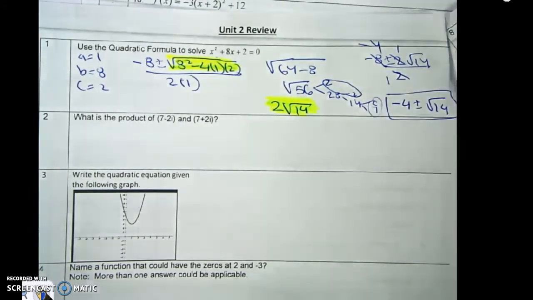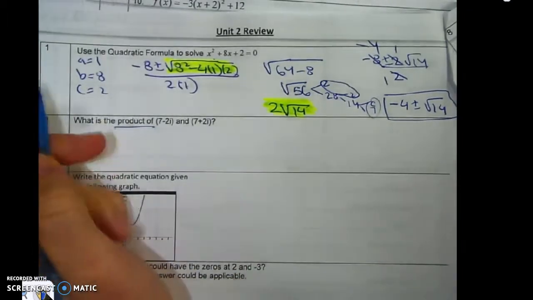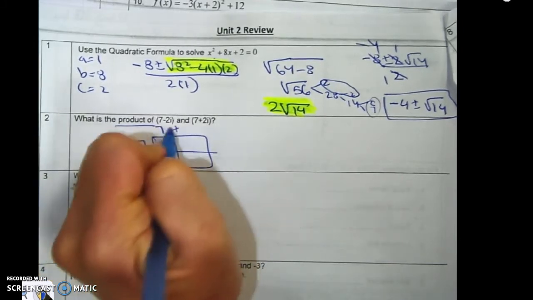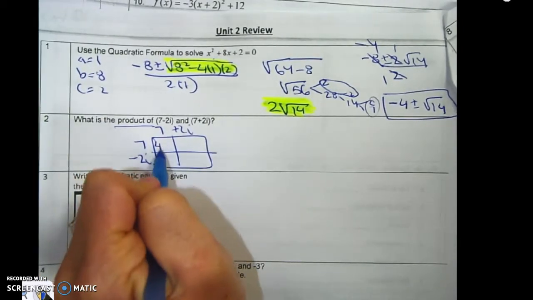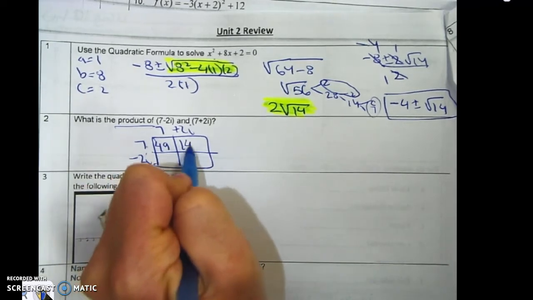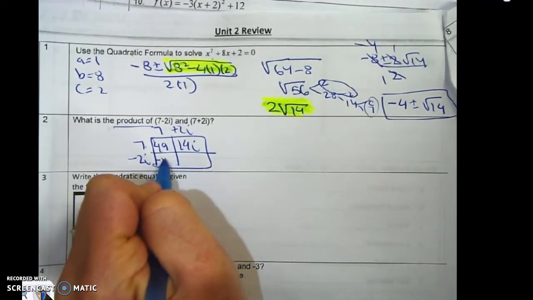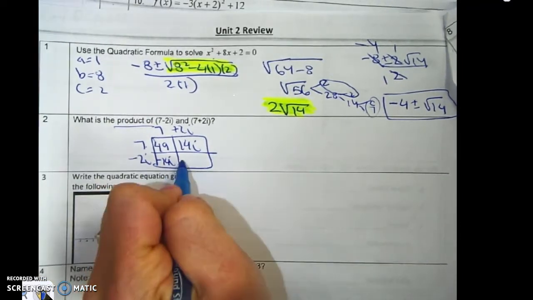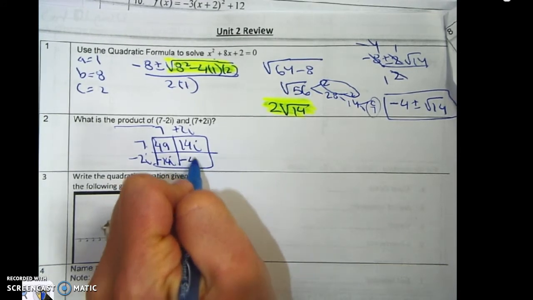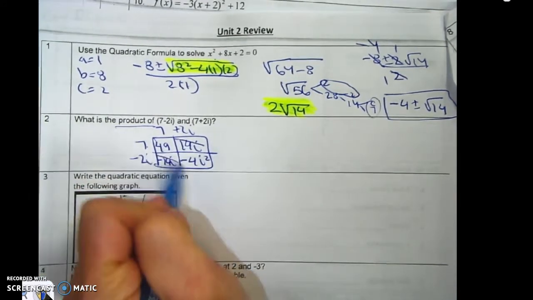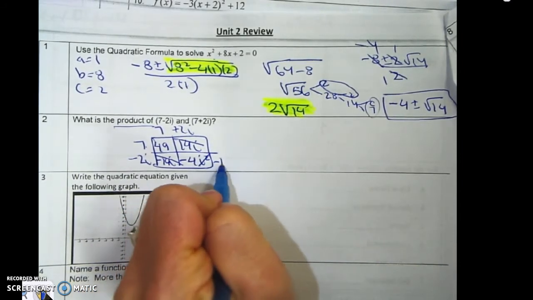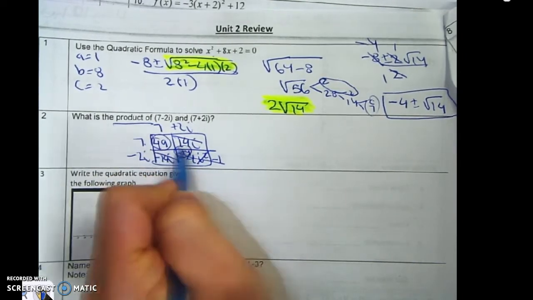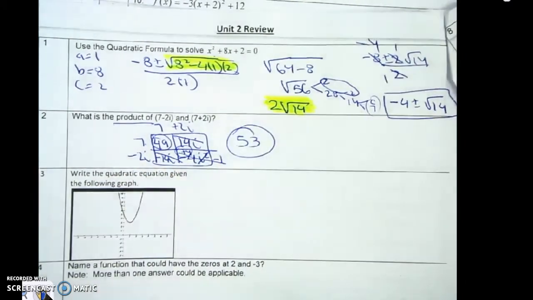Okay? It's asking what is the product. Product means multiply. So this reminds me of last chapter. I just multiply. 7 times 7 is 49. 7 times 2i is 14i. 7 times negative 2i is negative 14i. And 2i times negative 2i is negative 4i squared. Those cancel. Remember, i squared is negative 1, times a negative 4 is really positive 4. So I have 49 plus 4, 53. Okay?